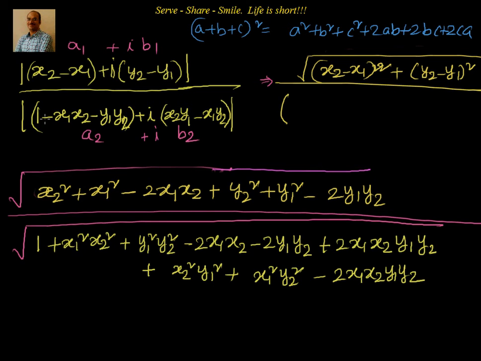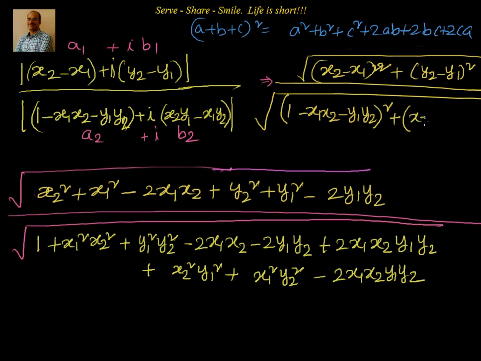divided by, this is the step which is missing, I am writing down, that is square root of (1 minus x1 x2 minus y1 y2) whole square plus (x2 y1 minus x1 y2) whole square. This step I have missed. I have just directly gone to the formula, modulus of a plus ib is square root of a1 square plus b1 square, and we have expanded it.